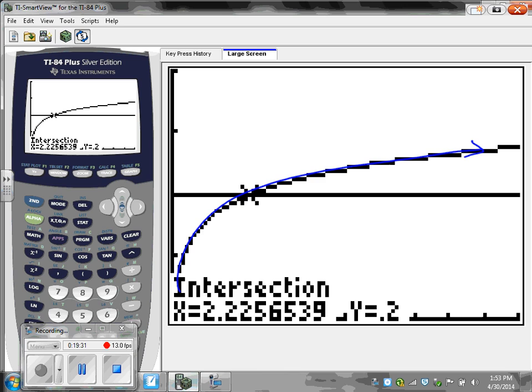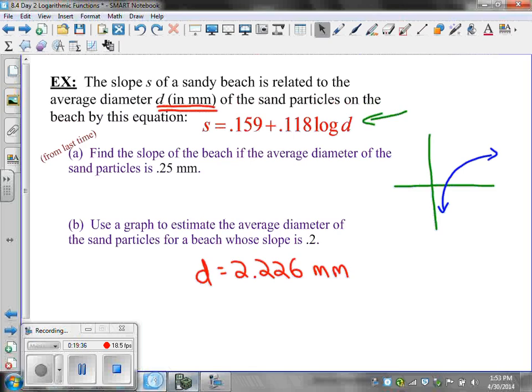Okay, so did we do the things that we said we're going to do? Are you able to state the inverse of a log function? And can you graph logarithmic functions?